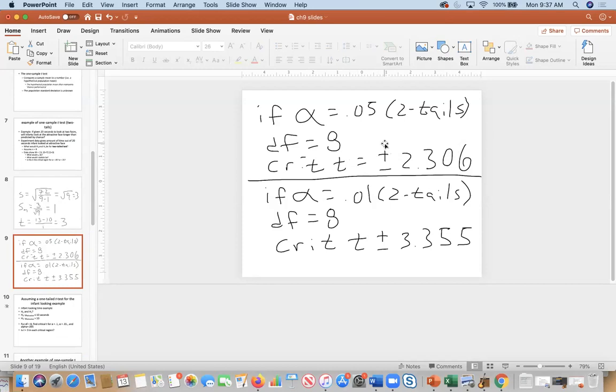Are we in the critical region? Is the t value that we calculated, 3, in the critical region? Can someone help me? Is it in the critical region? Yes, it is. Do you know why? Can you explain how you knew that? Because 3 is bigger than 2.306, therefore it's farther out on the distribution. Exactly.